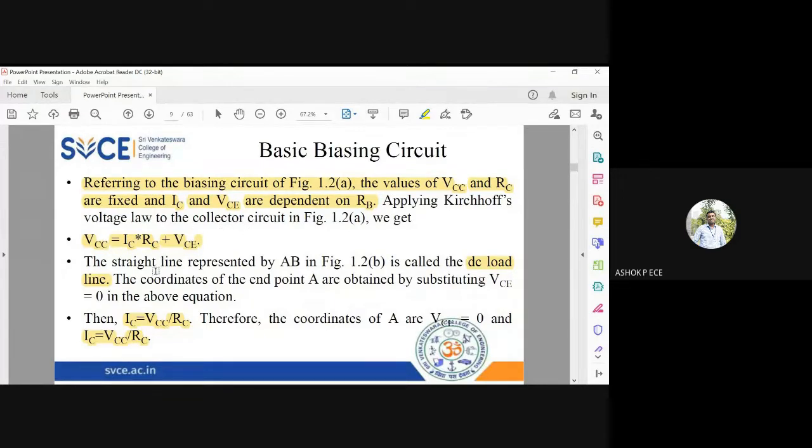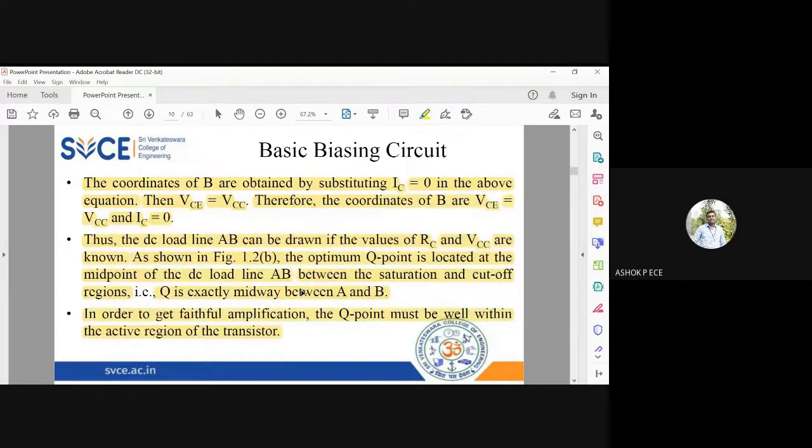How will the same equation change for the AC load line? What should you replace for the AC load line? We have to replace which parameter? Yes, RC by RAC, and RAC is going to be the parallel combination of RC and RL.